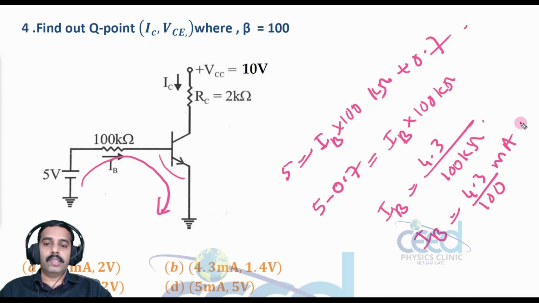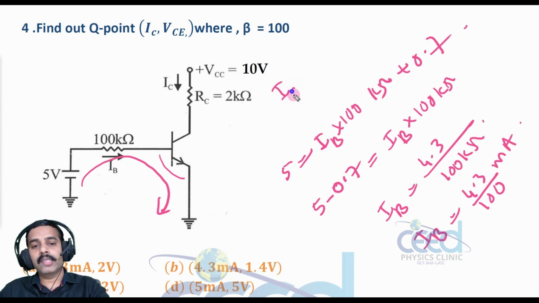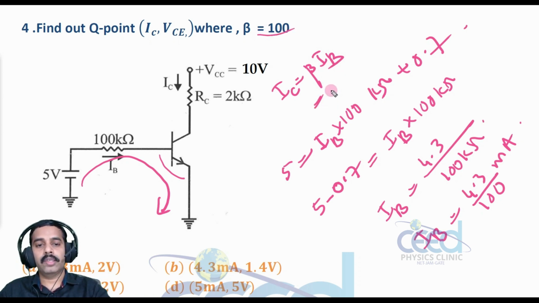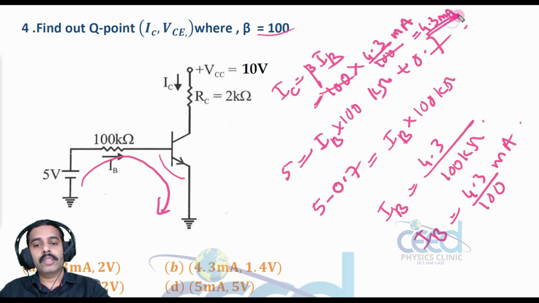Now what is IC? Once I get IB, what is IC? IC is equal to beta IB, right? What is beta? Beta is given in the question, 100. That is 100 into, what is IB? 4.3 by 100 milliampere. So 100 cancel. So 4.3 milliampere. That is IC. So IC we got.